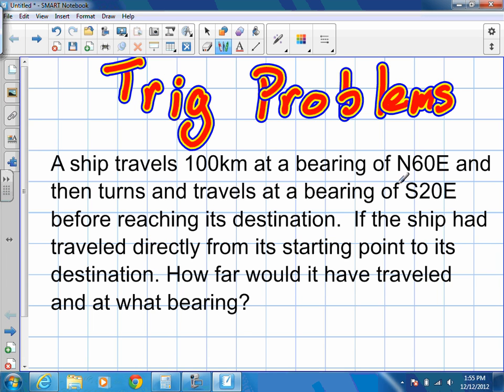So, a ship travels 100 kilometers at a bearing of north 60 degrees east, and then turns and travels at a bearing of south 20 degrees east before reaching its destination. If the ship had traveled directly from its starting point to its destination, how far would it have traveled and at what bearing? So, important information.